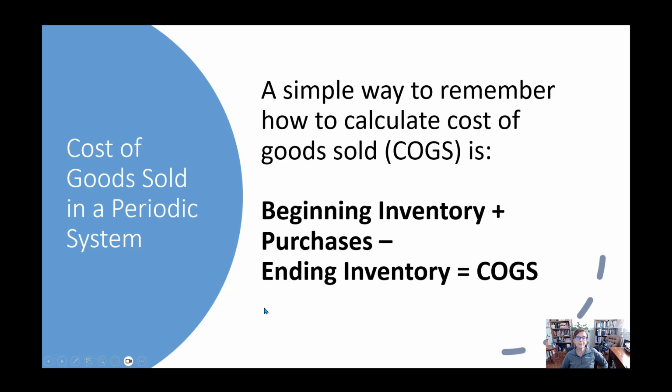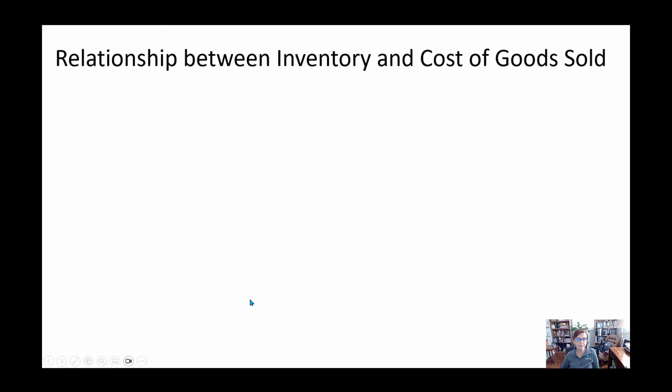All right, so a simple way to remember how to calculate cost of goods sold is beginning inventory plus purchases minus ending inventory equals cost of goods sold. For some reason, I remember walking around saying that to myself as a student. So beginning inventory, add in all the purchases that they had during the year, subtract out what you have left, and that gives you the cost of goods sold. Now let's look at that in a little more detail.